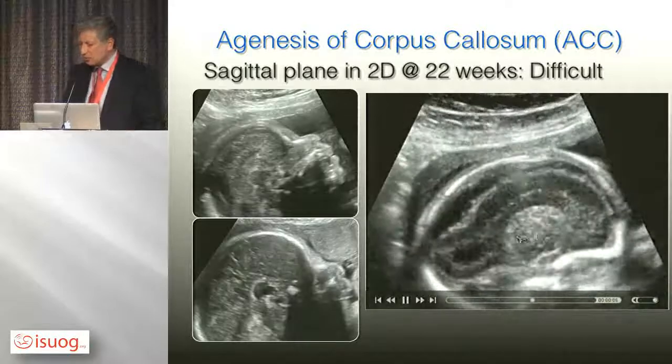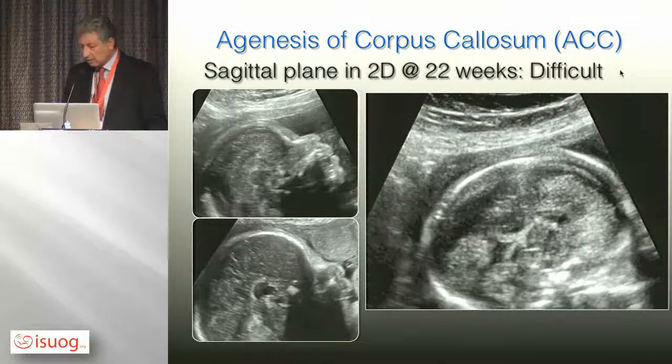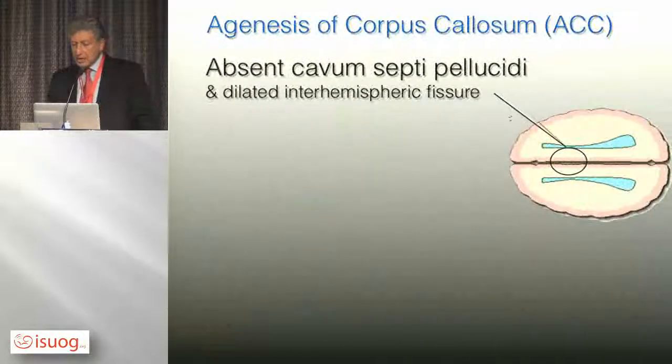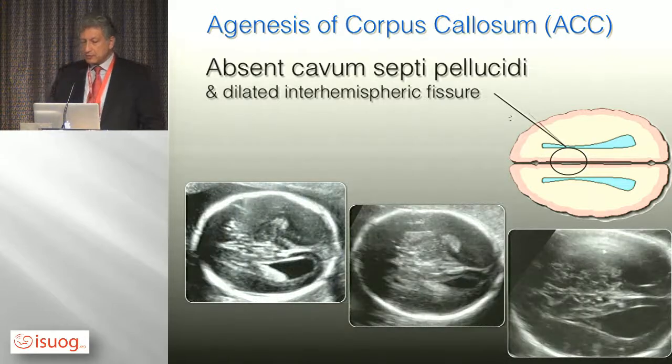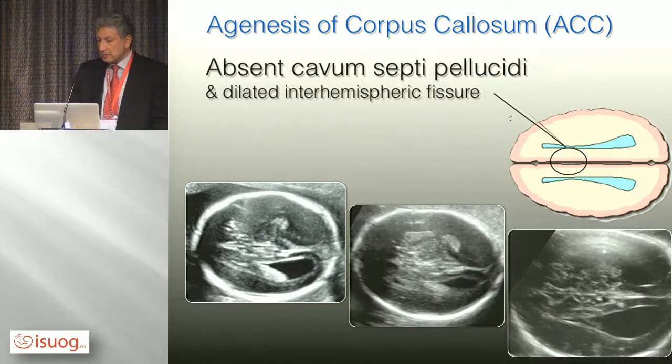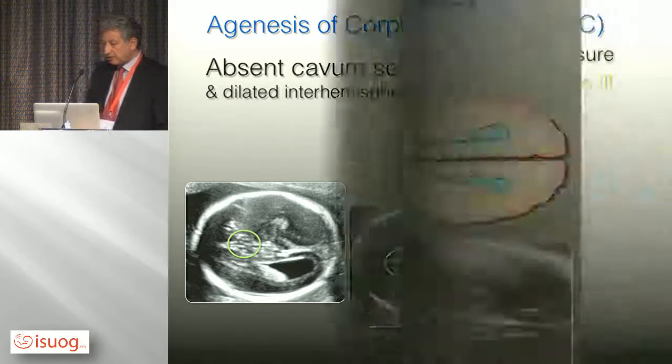You don't see really what you are looking for, but we have to be careful to make the final diagnosis under this image. This is why we rely primarily on axial planes, and the typical image on axial plane is first of all the absence of the cavum septi pellucidi, and this is typical at all gestation ages from 18-19 weeks gestation, and in addition the dilated interhemispheric fissure.